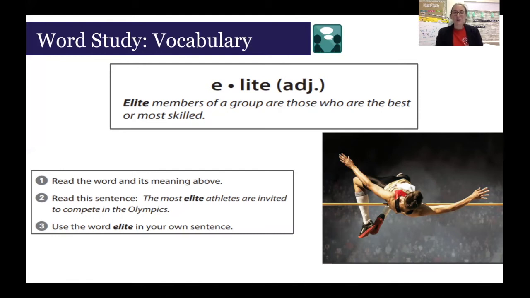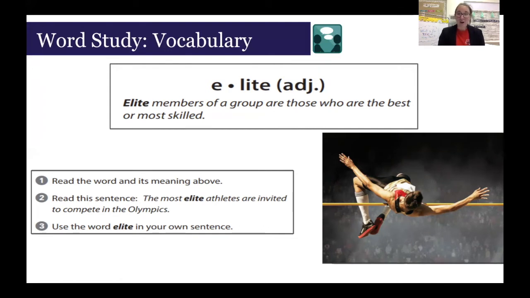Elite members of a group are those who are the best or most skilled. Think about our work on the previous slides with our context clues. Does that sound like elite to you? It sure is. I have a picture of what looks like an athlete jumping over a bar. I'm going to look at my sentence. The most elite athletes are invited to compete in the Olympics. The best of the best are invited to compete in the Olympics.